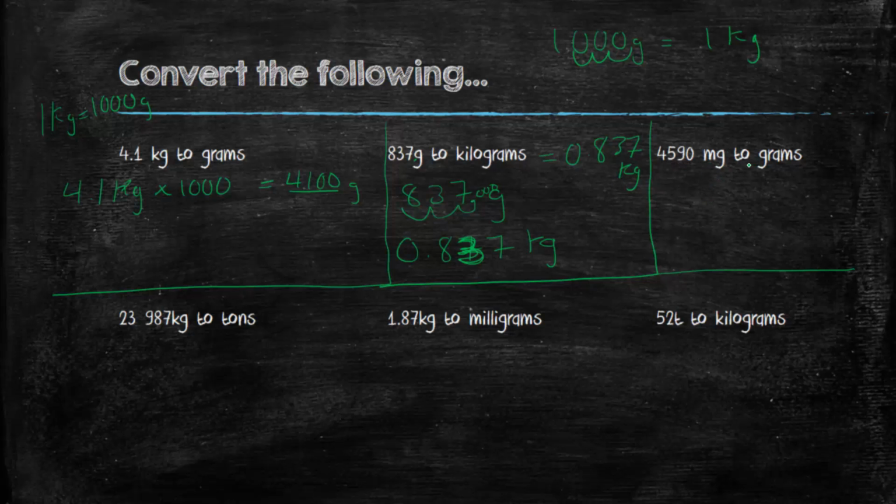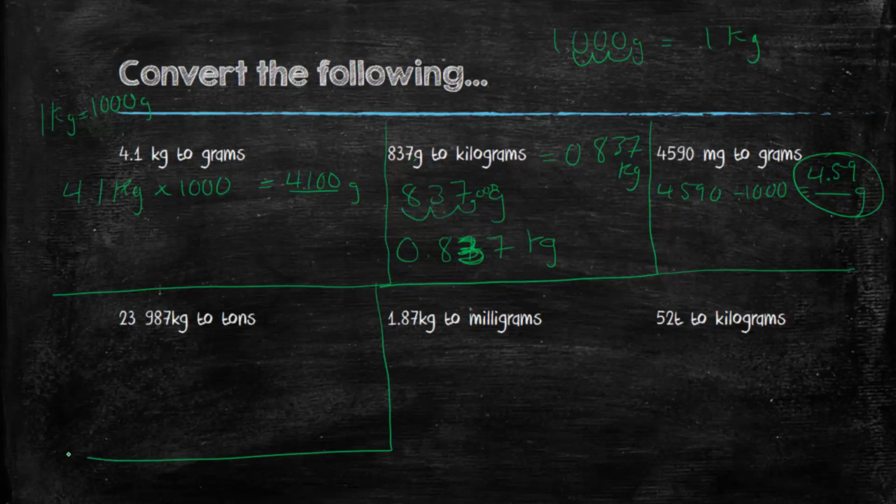4,590 milligrams to grams. Well, we know that 1,000 milligrams equals 1 gram. So really here again we're dividing by 1,000. So 4,590 divided by 1,000 equals something grams. Well, if we divide this by 1,000, this becomes 4.59. So the answer is 4,590 milligrams equals 4.59 grams.